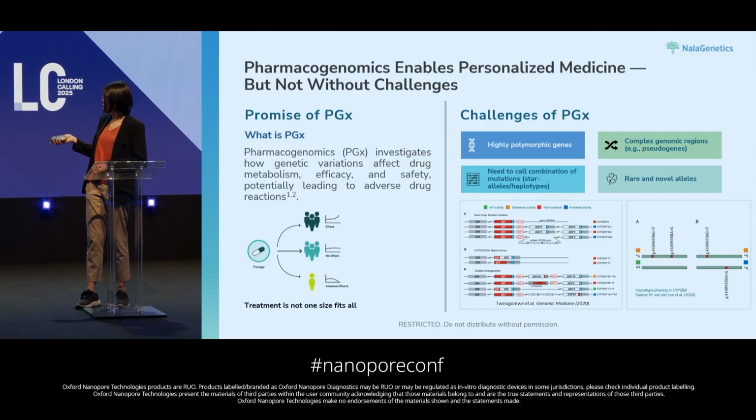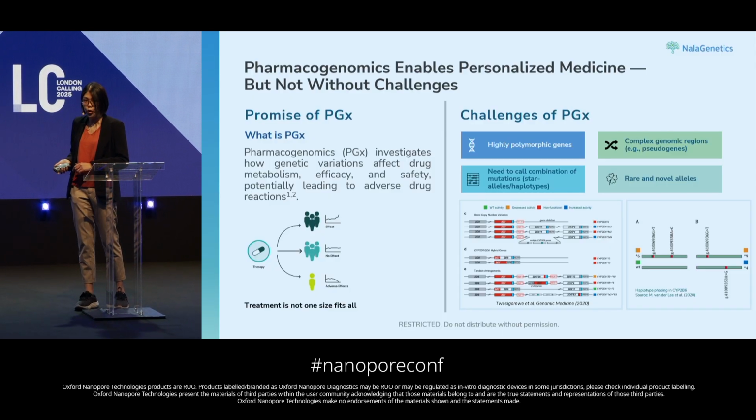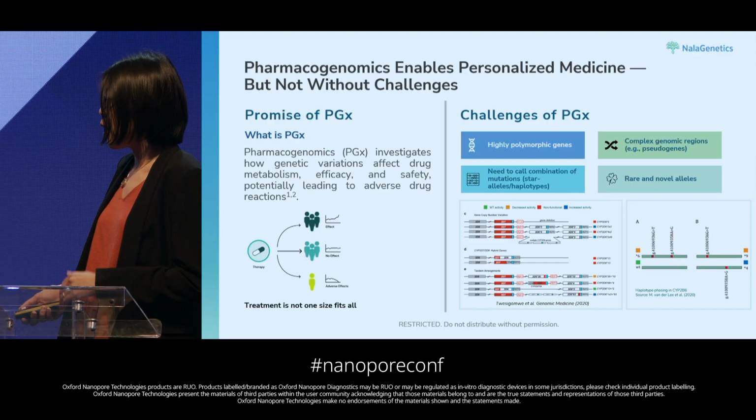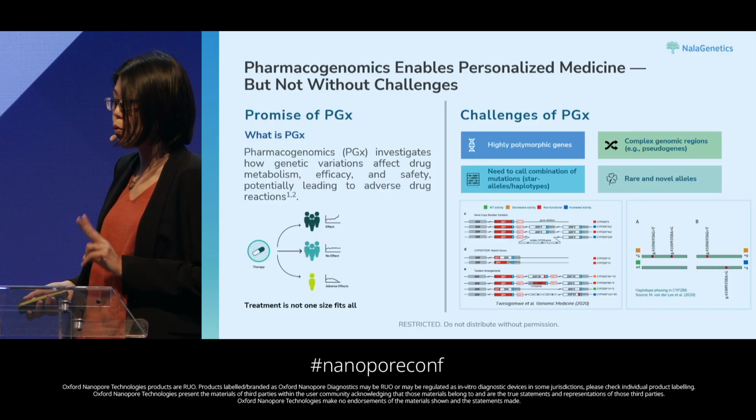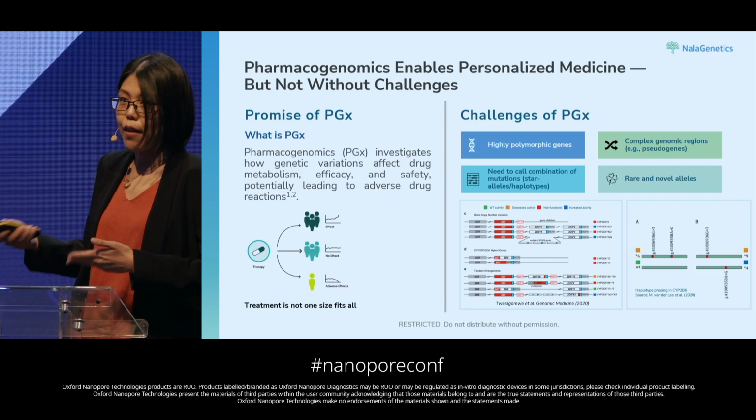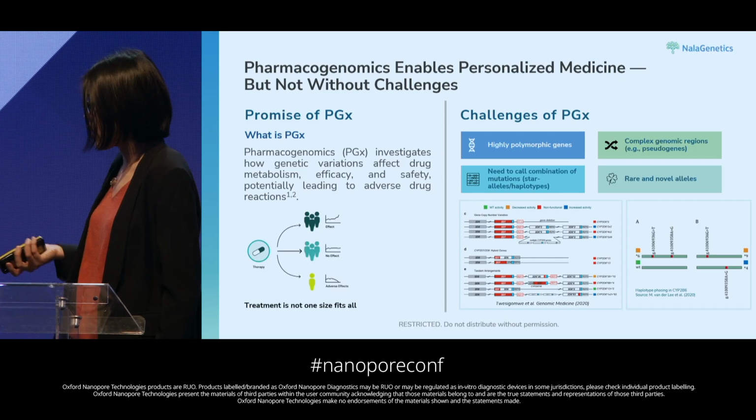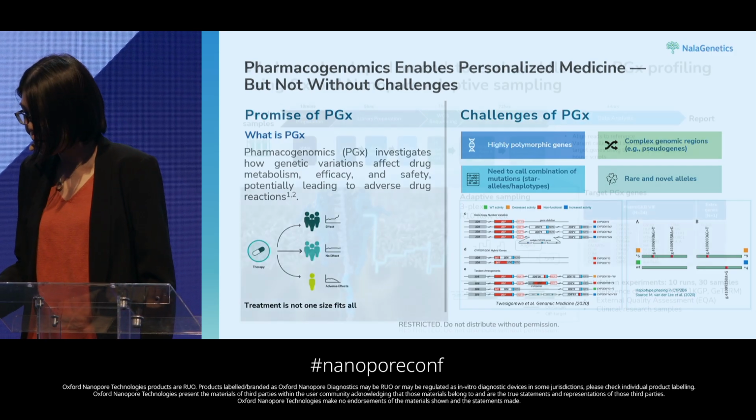So for example, for these individuals in the bottom right-hand corner, even though they're both heterozygous for the same two variants, they both have different metabolic profiles because the combination of the variants are different.